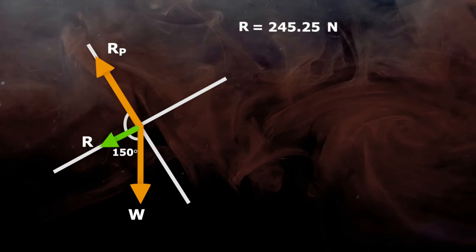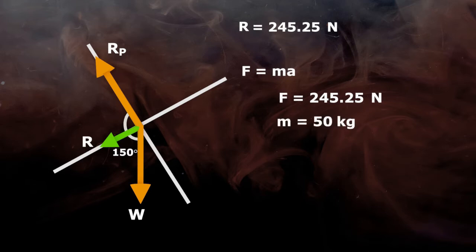To find acceleration, use the equation F = ma, where F is the resultant force acting on a body, m is mass and a is acceleration. Put F = 245.25 Newton, m = 50 kilogram. We get acceleration a = 4.9 meter per second square.